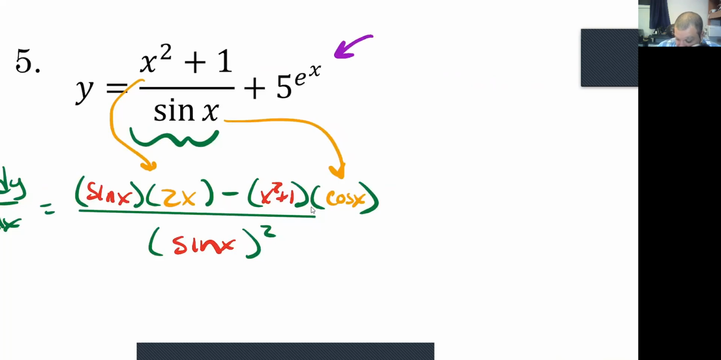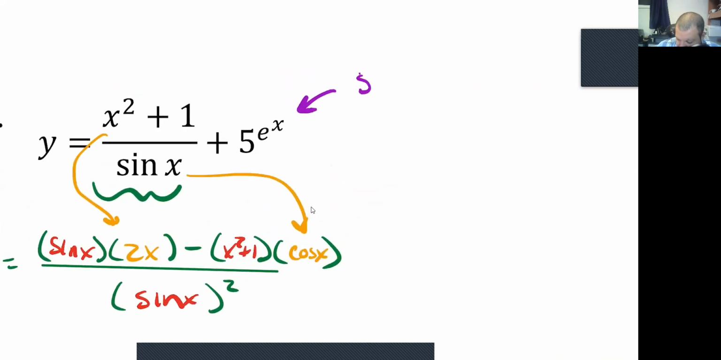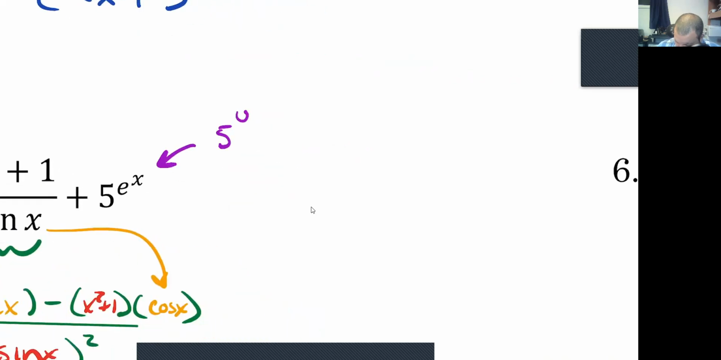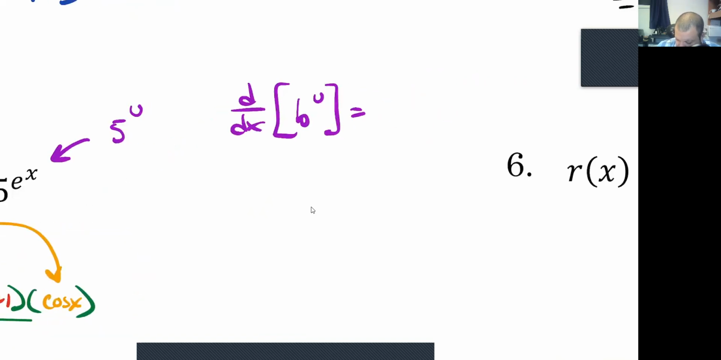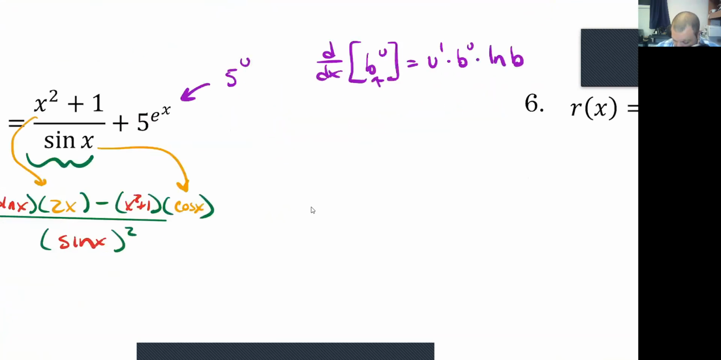So this is not 5e to the x. No, no, no. This is 5 raised to the u, right? So I have an exponential function. Just recall that the derivative of something to the u is going to be u prime times the original function times the natural log of whatever that base is going to be.